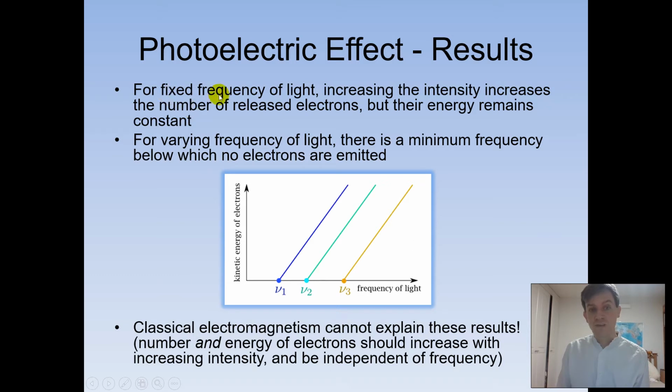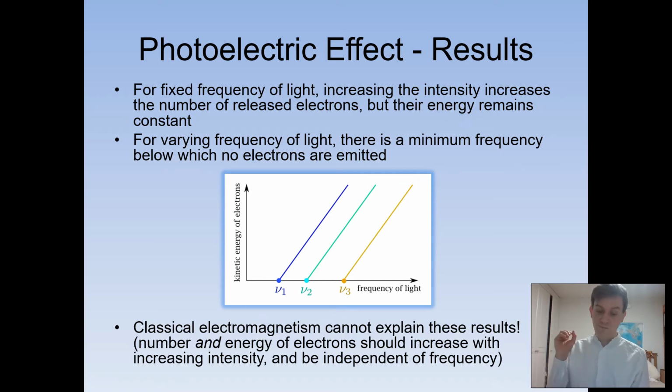If you fix the frequency of light such that electrons are being emitted, and then you increase the intensity of the light, you make the light brighter and brighter, then you find that the current goes up. So that shows you that more electrons are being released. So the more intense light means more electrons. But surprisingly perhaps, no matter how intense the light is, the energy of the electrons does not increase. Okay?